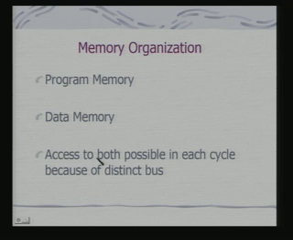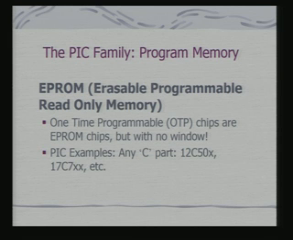The memory in PIC is obviously organized into 2 areas, the program memory area as well as the data memory area, and access to both is possible in each cycle because I have got distinct buses connecting them, and that also, we have already seen, facilitates pipelining. In fact, the PIC family has got different kinds of program memory. One possibility that we have seen already in the diagram is EPROM, erasable, programmable, read-only memory.